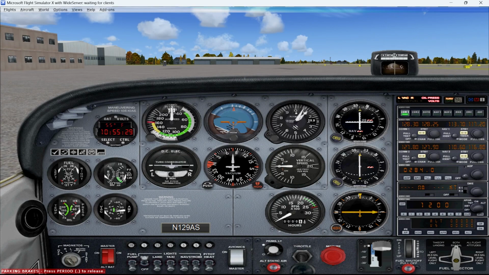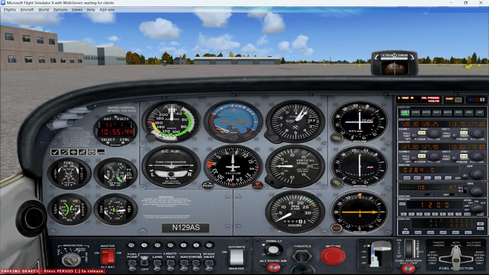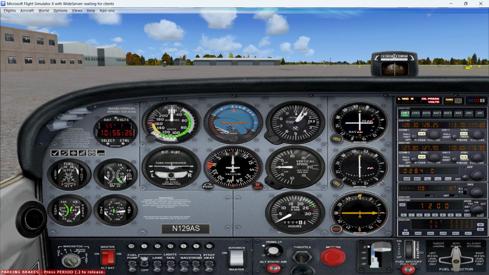Starting in the middle of the panel and in the upper left, we have the airspeed indicator, or ASI. The airspeed gauge is a flight instrument that indicates the airspeed of the aircraft in kilometers per hour, knots, or miles per hour. The ASI measures the pressure differential between the static pressure from the static port located on the outside fuselage of the aircraft and total pressure from the pitot tubes. This difference in pressure is registered with the ASI pointer on the face of the instrument and gives you your airspeed.